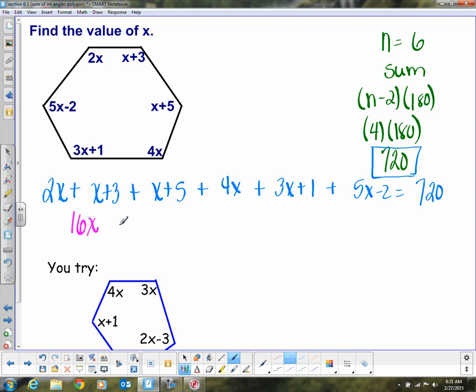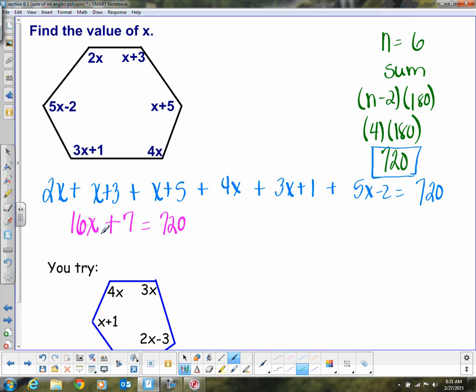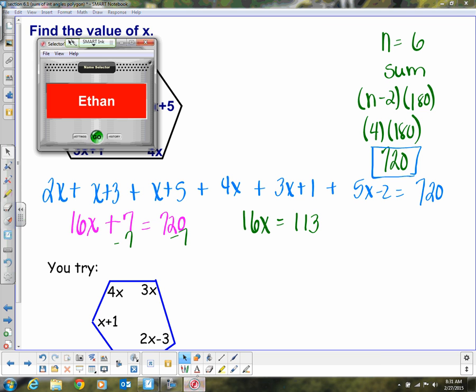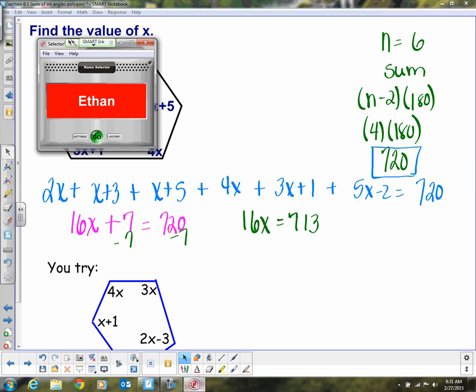Exactly. Okay, so now what about my numbers? And that's plus 7 or minus 7? Oh, I did this wrong. Oops. All right, I did negative 7. It's positive 9. All right, Ethan, what do I do now? Subtract 7. So we're going to have 16x, what is that? 113? No, that's 713.